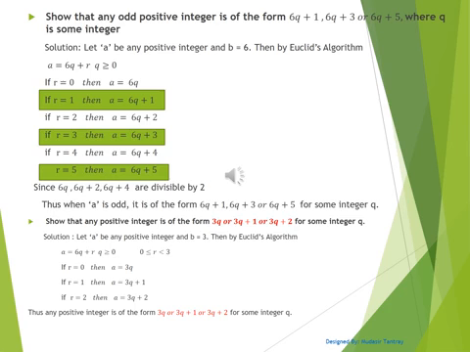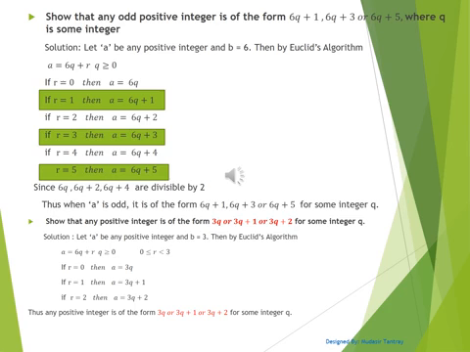Since 6q plus 2 and 6q plus 4 are divisible by 2, thus when a is odd, it is in the form of 6q plus 1, 6q plus 3 or 6q plus 5 for some integer q.